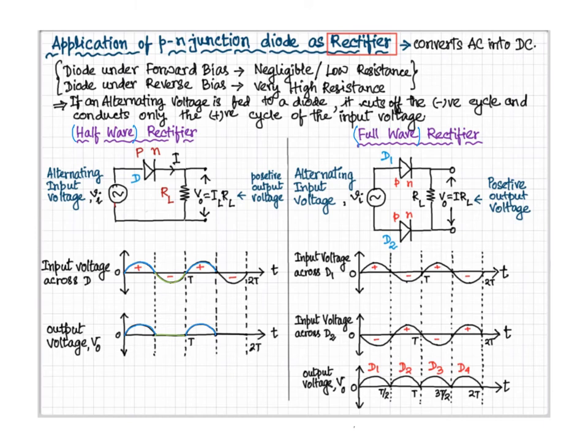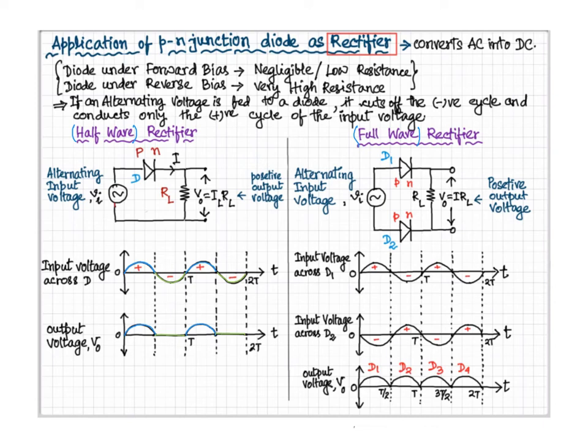Again when the input voltage becomes negative, that is for the negative half cycle of the input voltage, the diode becomes reverse biased and will not conduct. So here we have seen that only half of the cycle of the input voltage is fed across the output. That is why it is called a half wave rectifier.